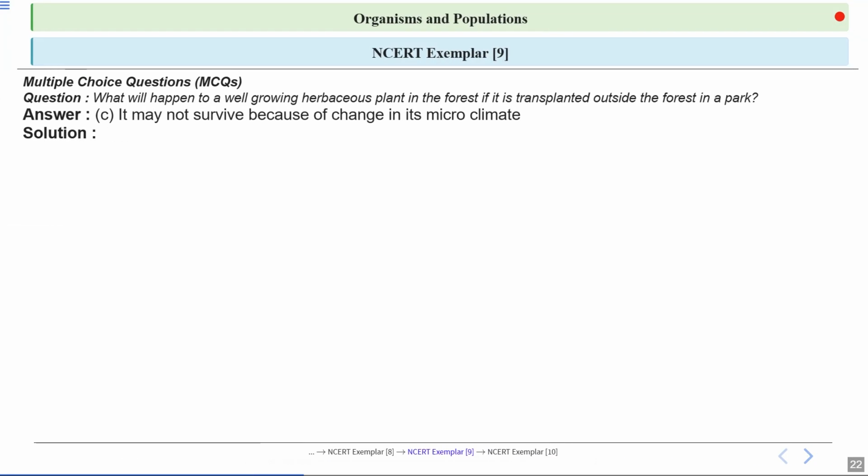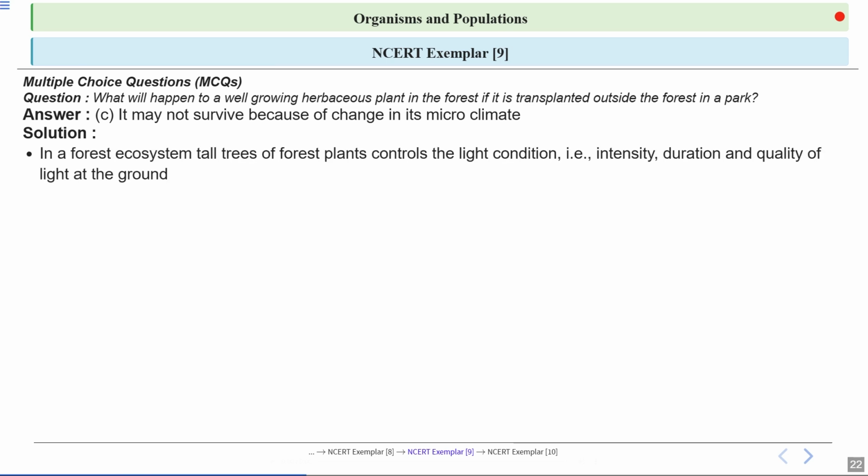Let's have a look at the answer. Option C is the correct answer. It may not survive because of change in its microclimate. Now let's have a look at the explanation.